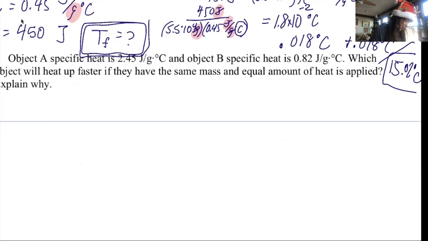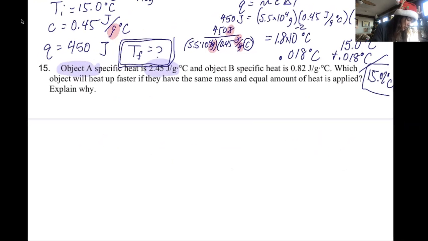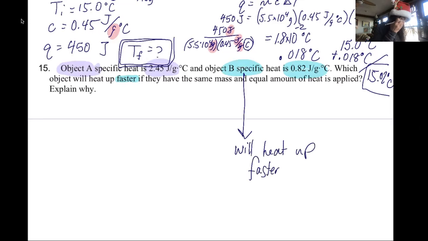We're not doing any math here. We have object A, specific heat of 2.45. Object B has a specific heat of 0.82. Who's going to heat up faster? Object B will heat up faster. Which object will heat up faster if they have the same mass and equal amount of heat applied to it?